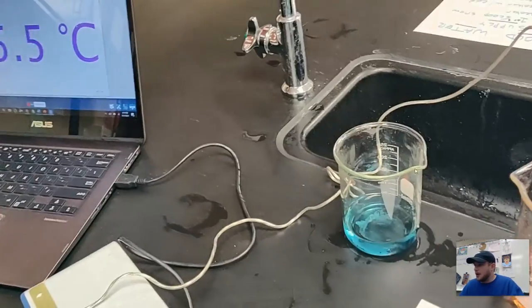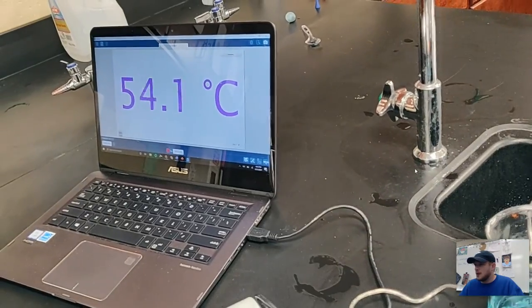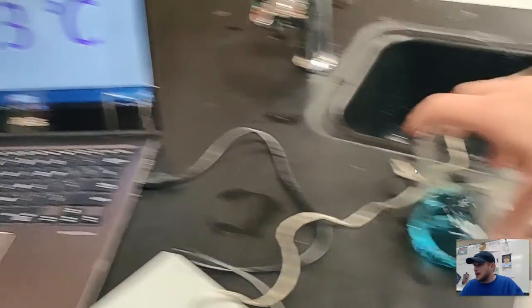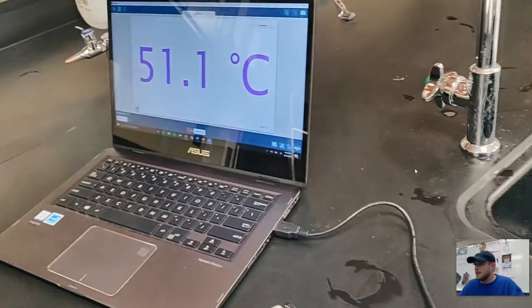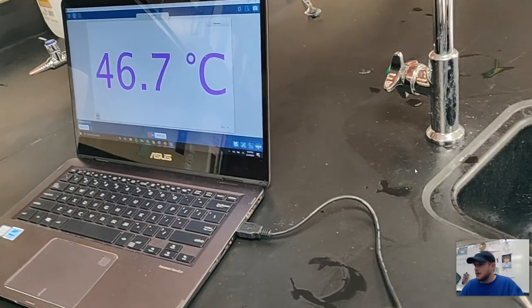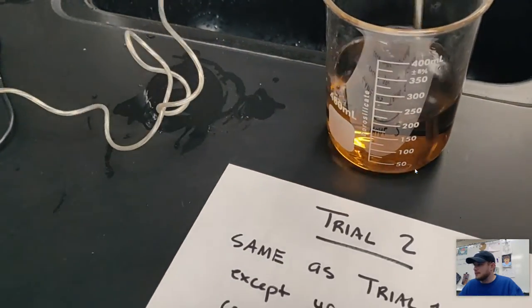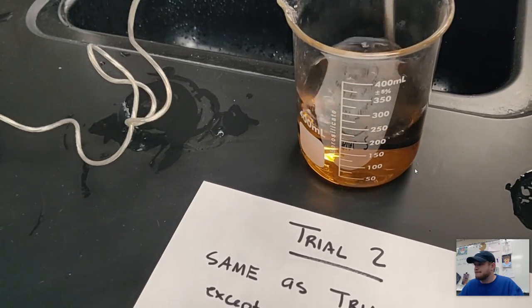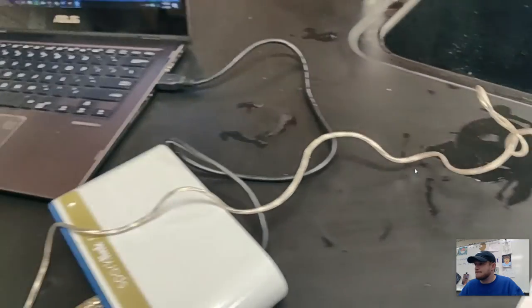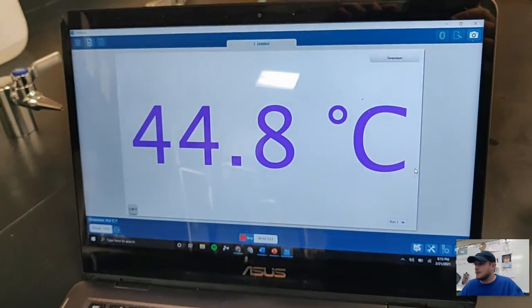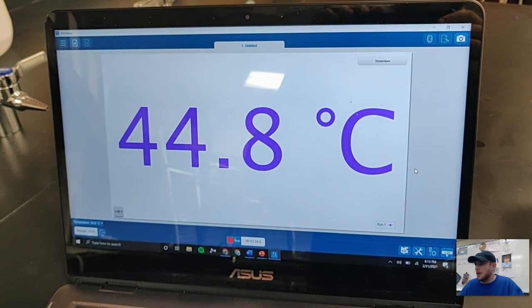So we've got our hot water, and we're going to add the cold water. And we're going to see where it lands. About 44.8. Okay, so that's where it lands right there. So that's all three trials.